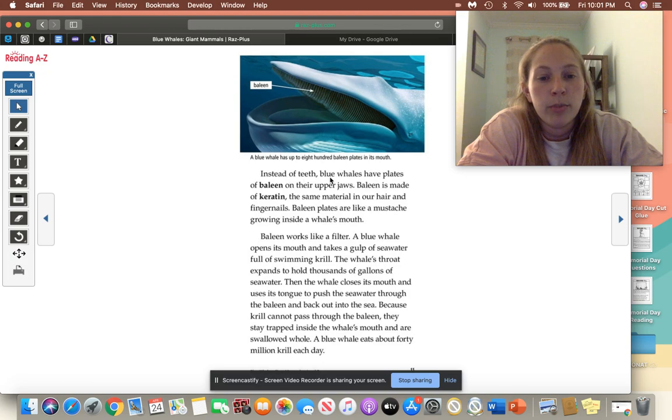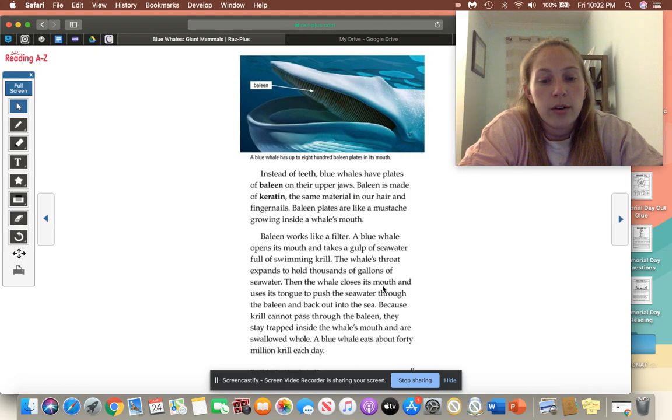Instead of teeth, blue whales have plates of baleen in their upper jaws. Baleen is made of keratin, the same material in our hair and fingernails. Baleen plates are just like a mustache growing inside a whale's mouth. Baleen works like a filter. A blue whale opens its mouth and takes a big gulp of seawater full of swimming krill. The whale's throat expands to hold thousands of gallons of seawater.